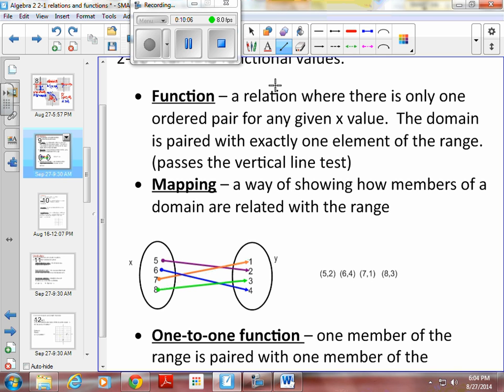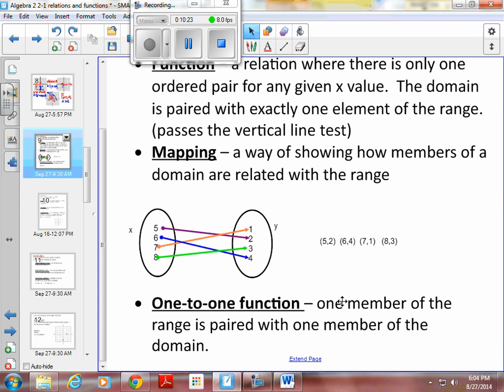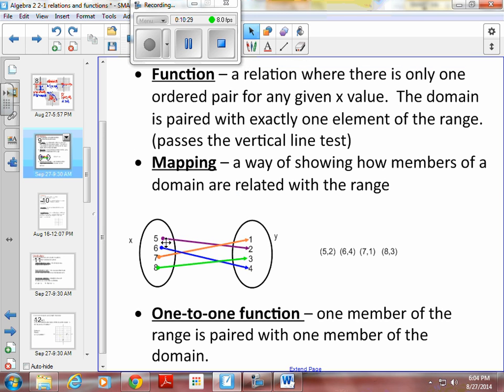Okay, and then if you look at these points over here, this actually is a 5 pointing to a 2, so it's (5, 2). This is a 6 pointing to a 4, so it's (6, 4). This is a 7 pointing to a 1, so it's (7, 1), and that's how you read the points off of a mapping like this. And one-to-one means that every y only has one x to it. So if I had, let's see, another number, say a number 9 down here.